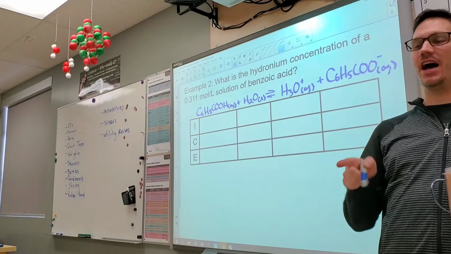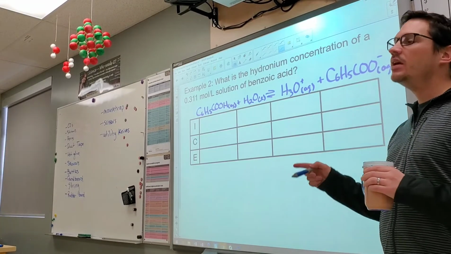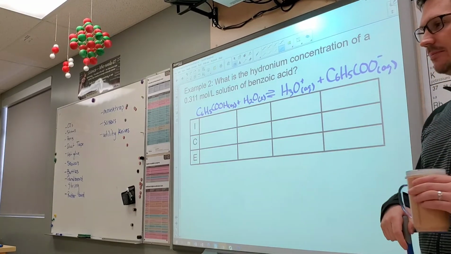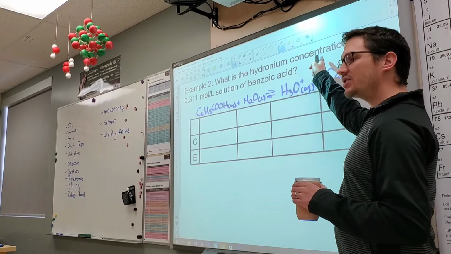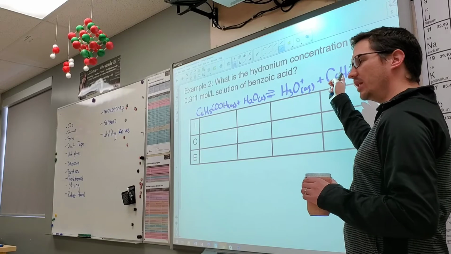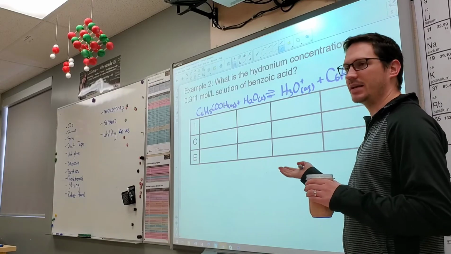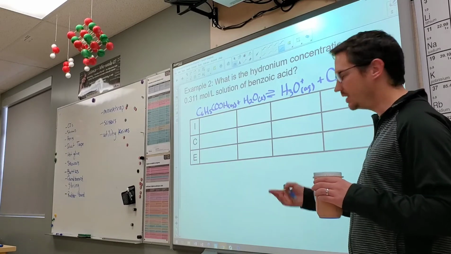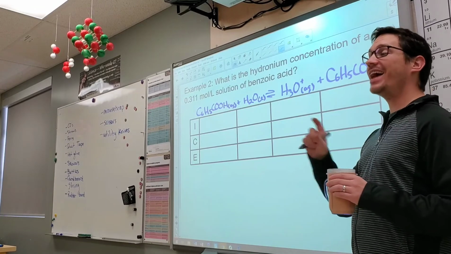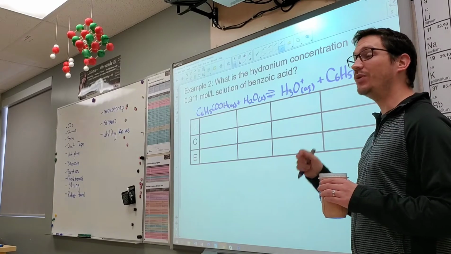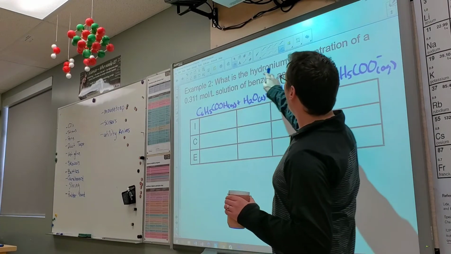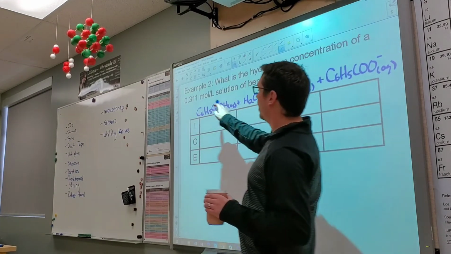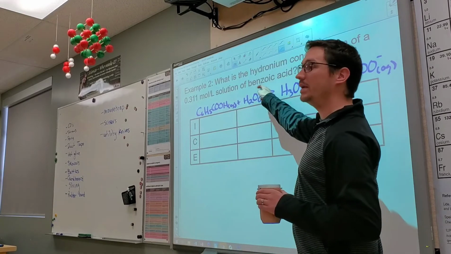Now this is tough. In the previous chapter, we used to be able to say something, something, something initial, something, something, something equilibrium, and we knew we had to make an ice table, right? That was the idea. Now, all of that information is implied. You have to know that information is hidden in here. What is the hydronium concentration of this solution of a weak acid?